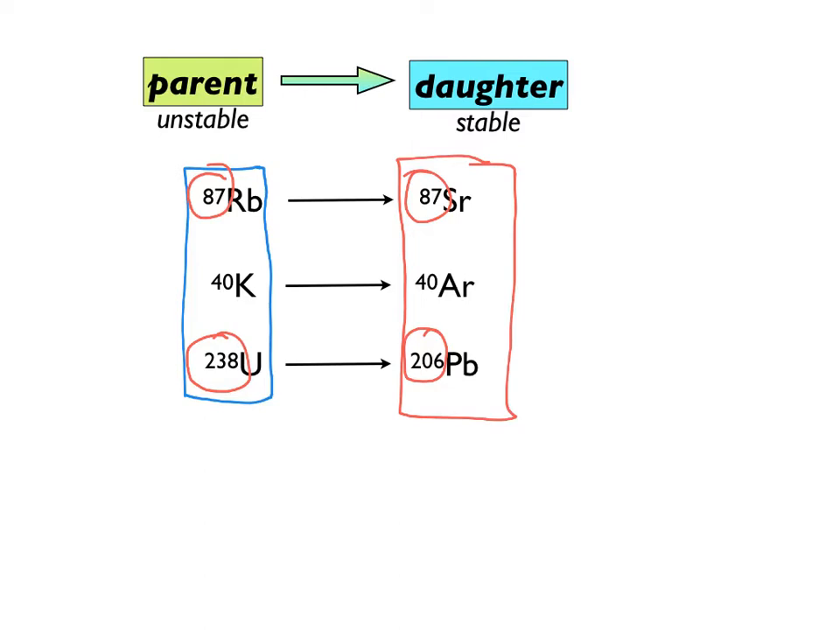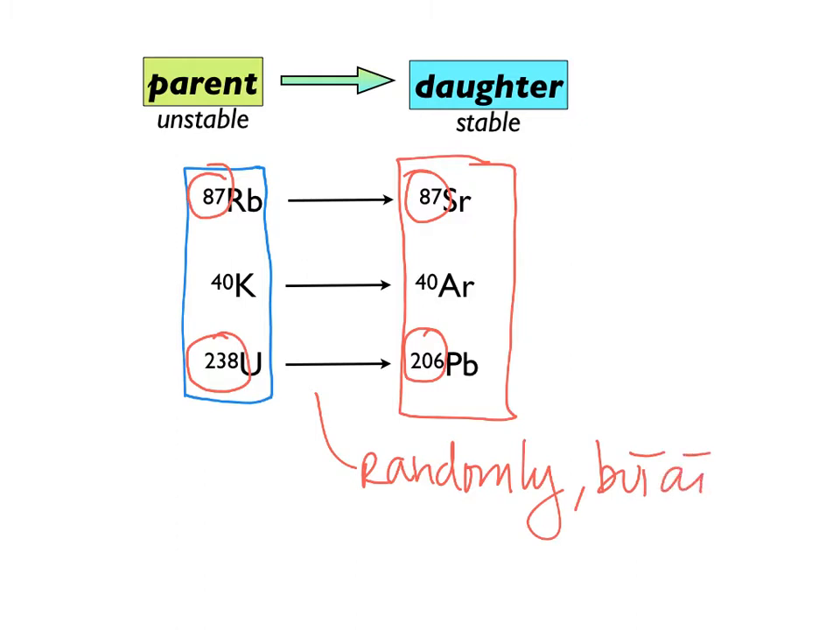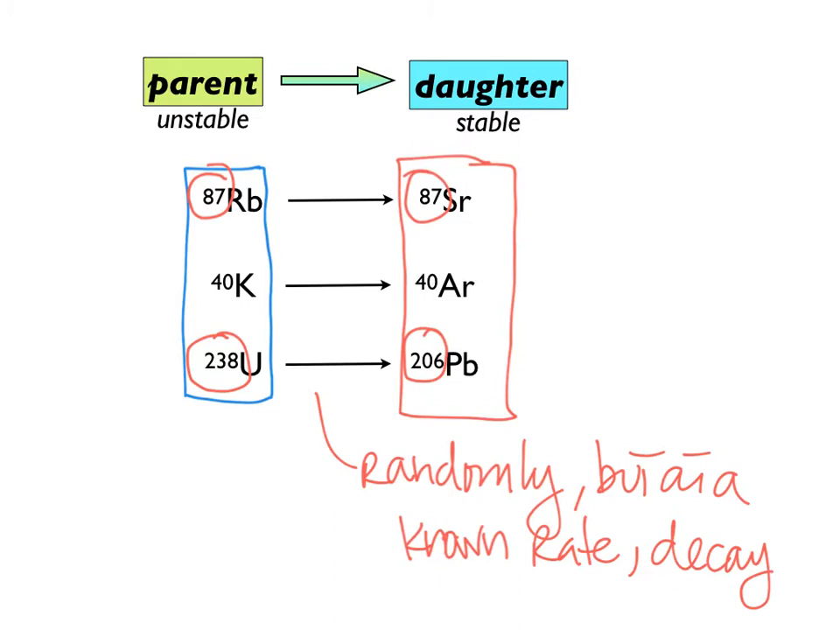Regardless, the Earth naturally makes elements that are fundamentally unstable, and those elements over time will randomly, but at a known rate, decay to form the daughter products. Okay, so these arrows represent that decay process. Once an 87 strontium atom or a lead 206 atom has been produced, it will stay that way forever.